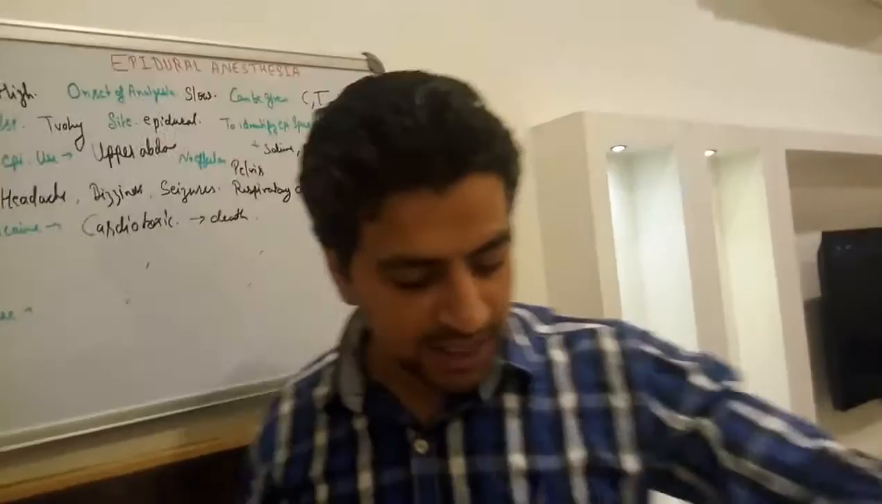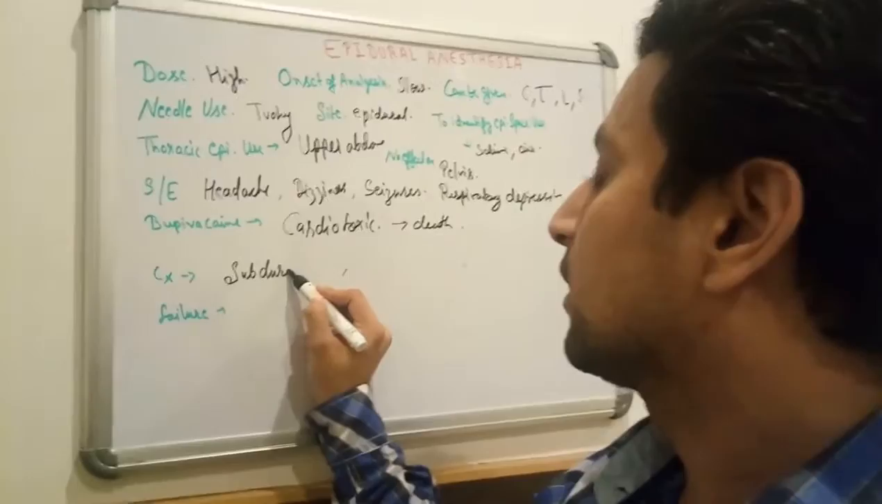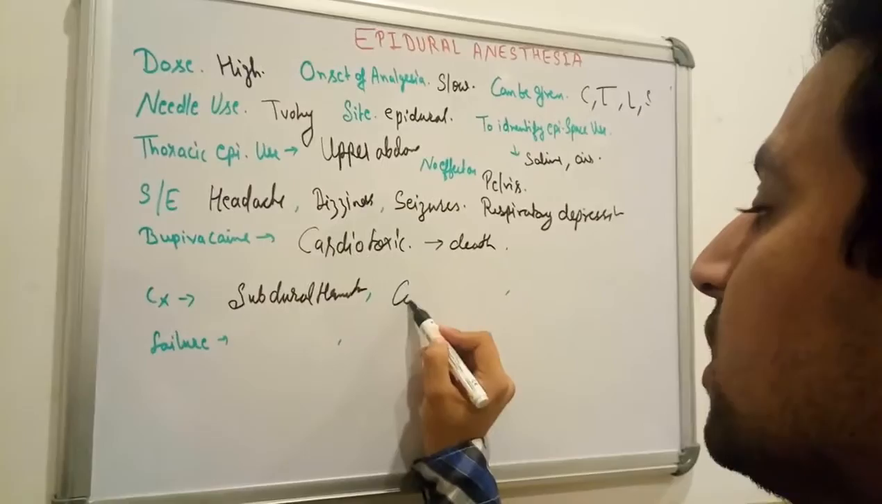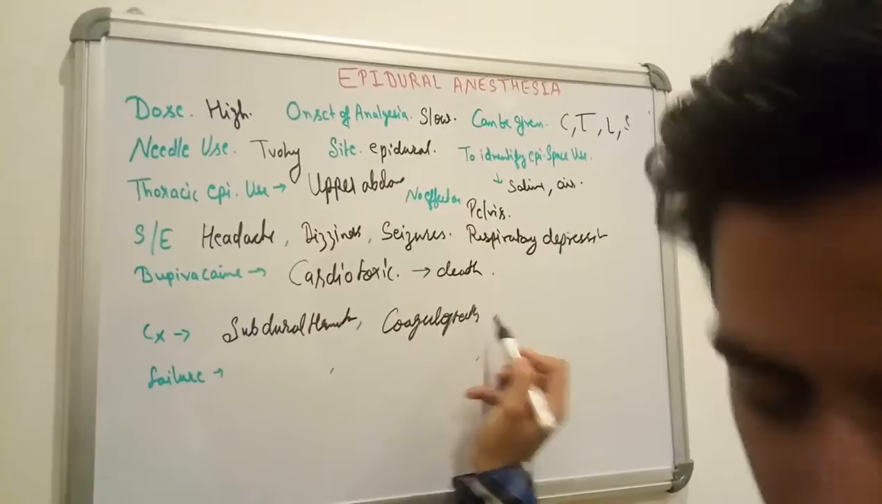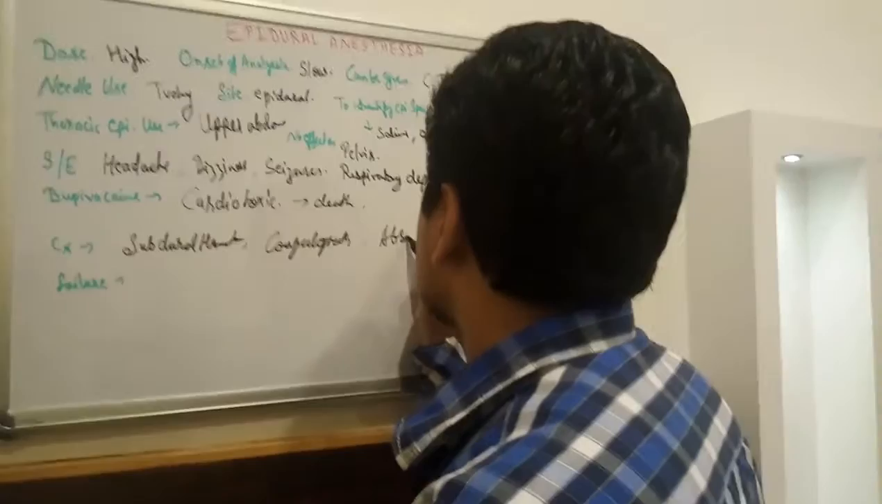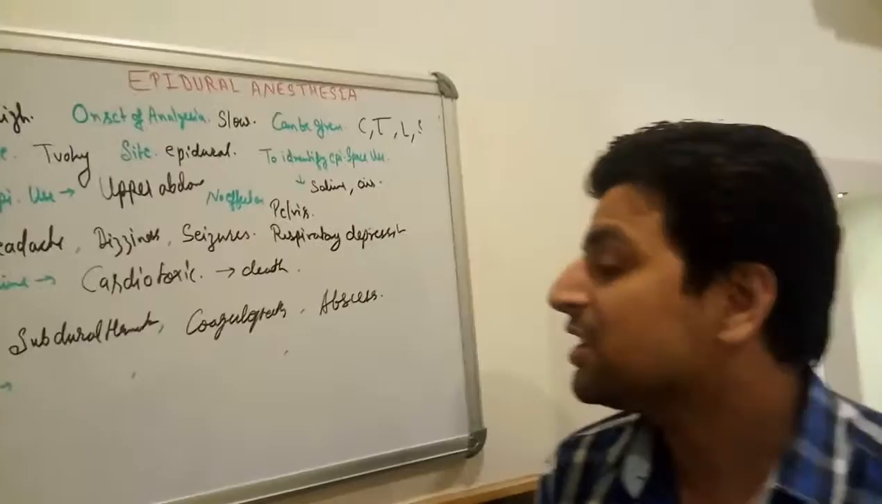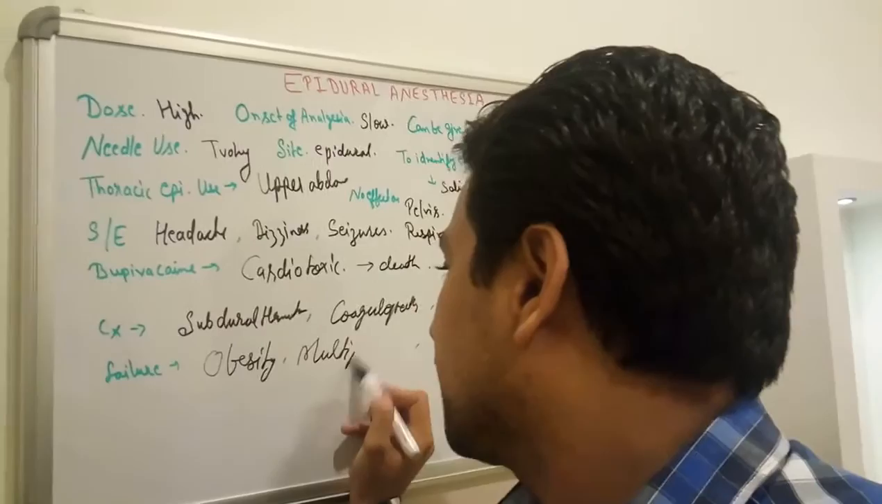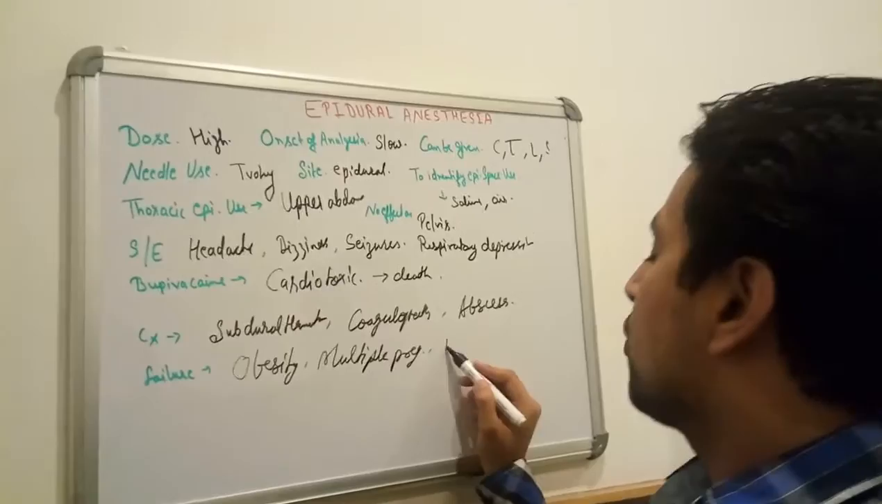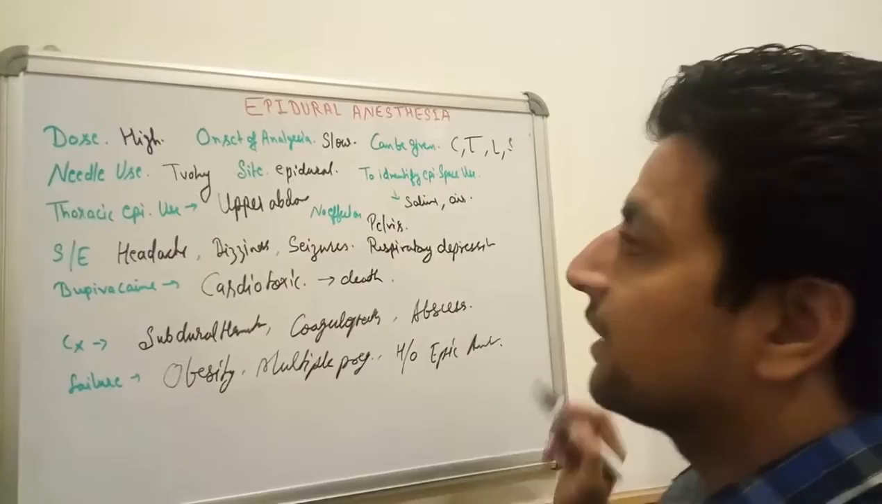And complications like subdural hematoma, why? Hematoma, wrongly injecting the injection, coagulopathy. It is contraindicated in coagulopathy. Central venous thrombosis, abscess. But in case of failure, when we know the epidural anesthesia has failed, failure happens in case of obesity, when a patient is obese, multiple pregnancy, and history of epidural analgesia failure, past history of epidural anesthesia failure.